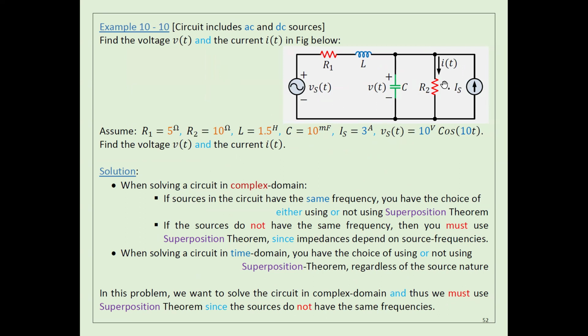So here in this example, guys, remember what I did? This one we have two sources. This one has omega, which is 10. This one is DC, not AC. You can consider DC is like AC with omega equal to 0, frequency is 0. You get what I'm saying? So now I have two circuits with two different frequencies.